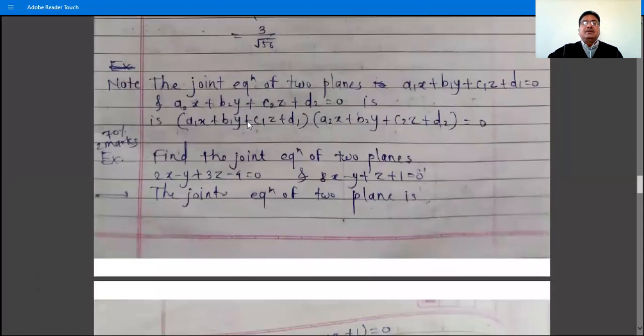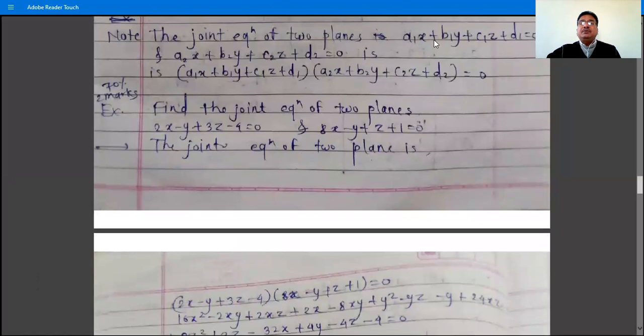Okay. The joint equation of two planes a1x plus b1y plus c1z plus d1 is equal to 0 and a2x plus b2y plus c2z plus d2 is equal to 0 is (a1x plus b1y plus c1z plus d1) into (a2x plus b2y plus c2z plus d2) is equal to 0. So this multiplication of LHS equal to 0 is called the joint equation of two planes.